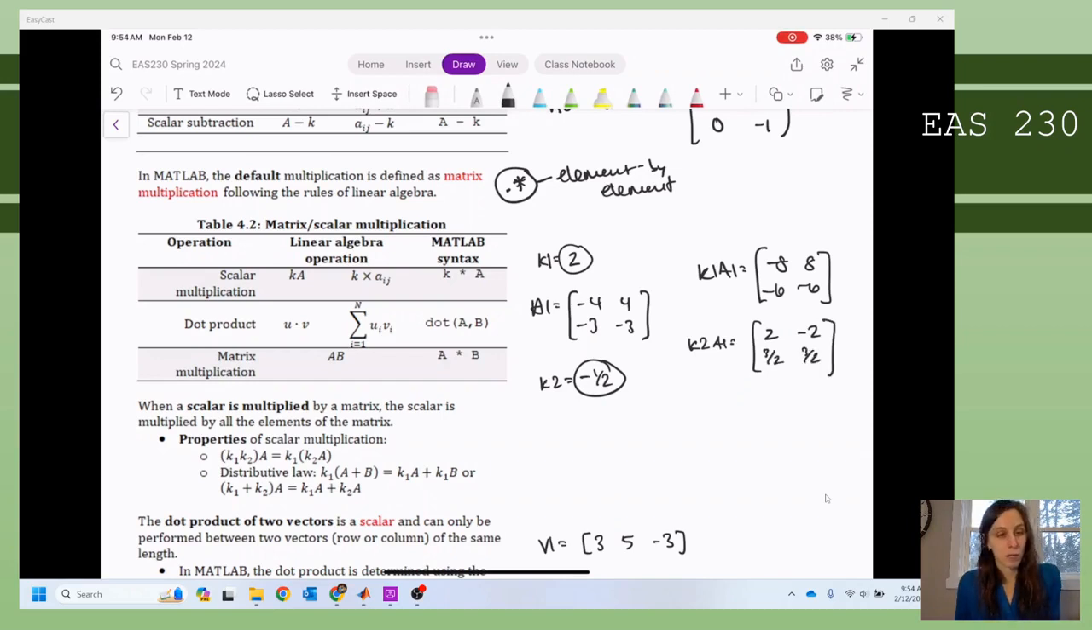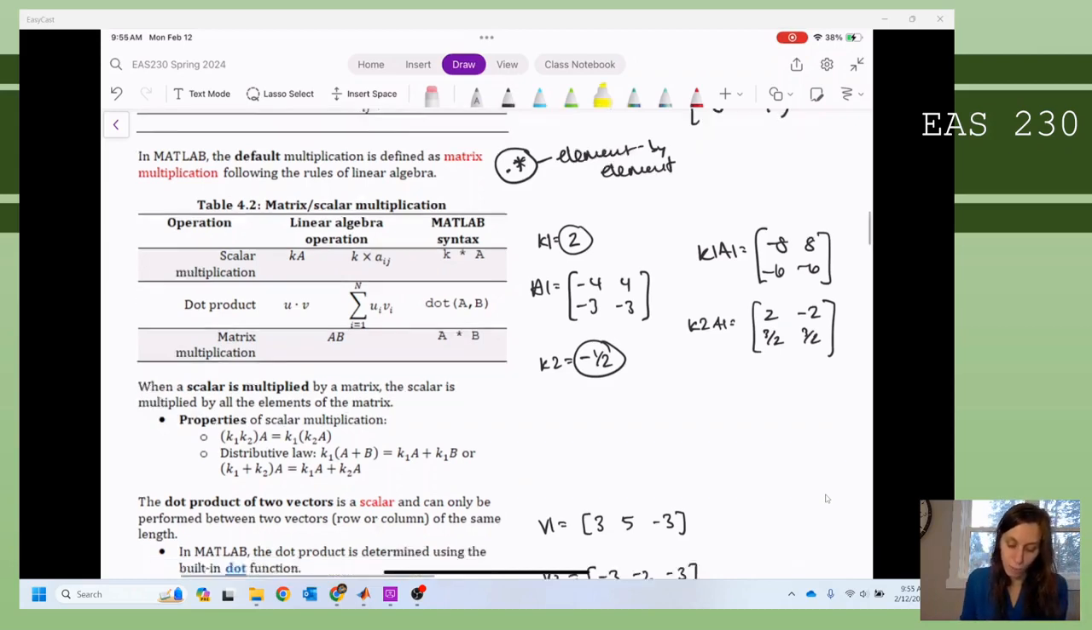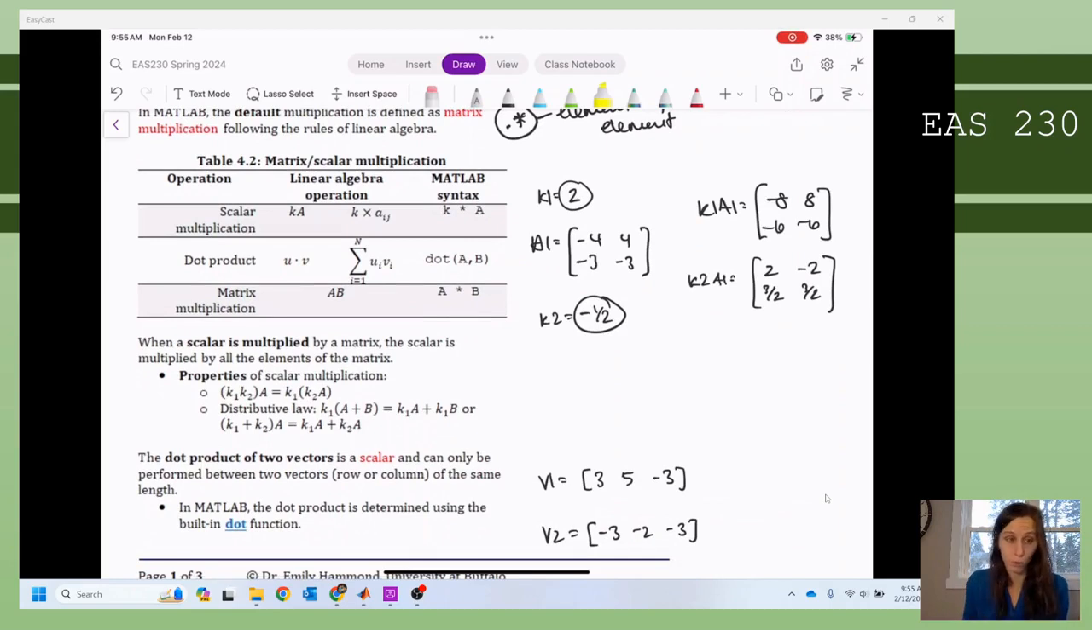That one's not confusing, but the matrix multiplication tends to be a little bit more confusing for students the first time you go through it. So if we have just the asterisk, it's going to do the dot product between all of the rows in A and all of the columns in B. So matrix multiplication is just a dot product over and over and over again.